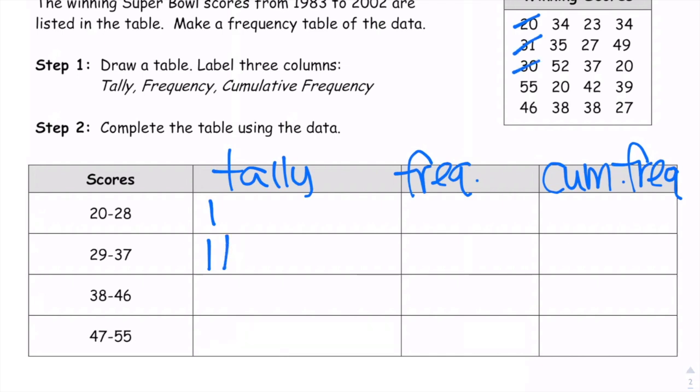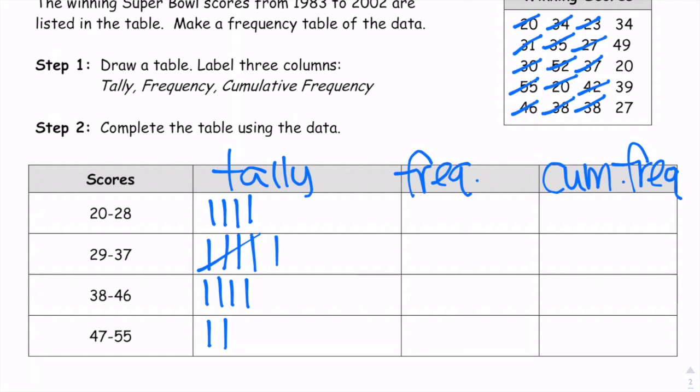30 goes to the same place, 55, 46, 34, 35, 52, 20, 38, 23, 27, 37, 42, 38, 34, 49, 20, 39, and 27. So now we have 6, 6, 5, and 3.